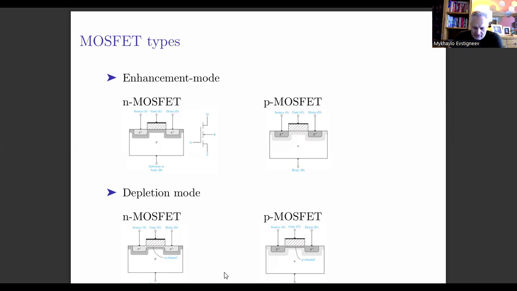And a similar idea applies to the depletion mode P MOSFET, where the channel which connects the source and the drain, the built-in channel, is produced by ion implantation, by doping the surface region with acceptors.